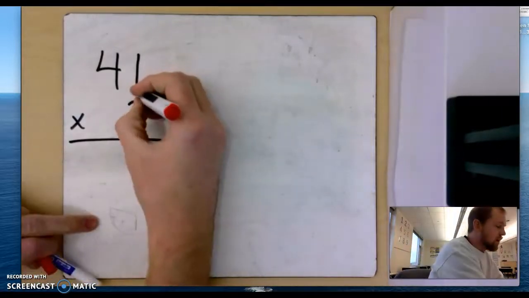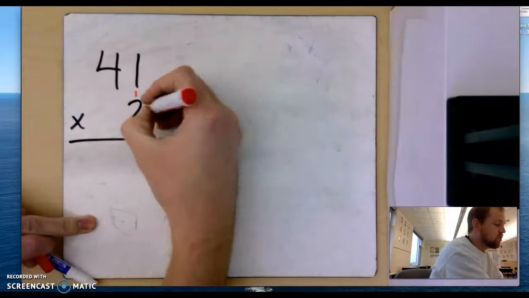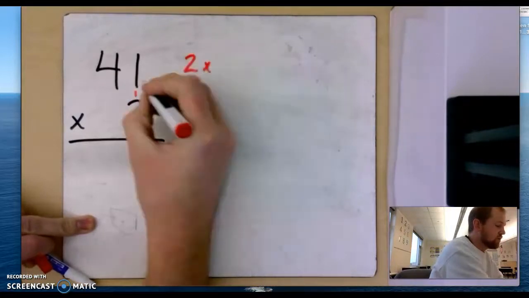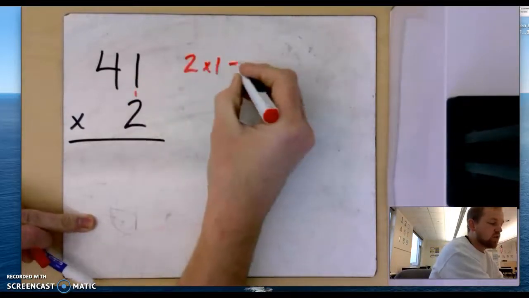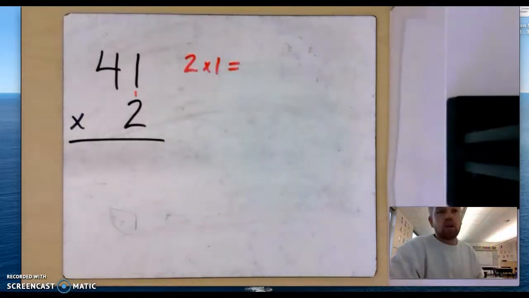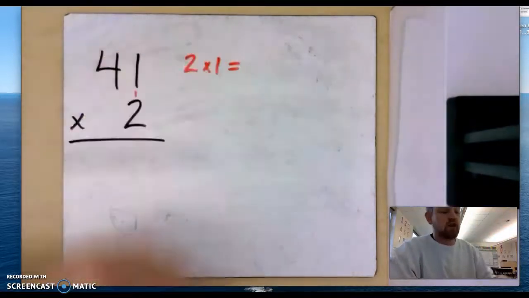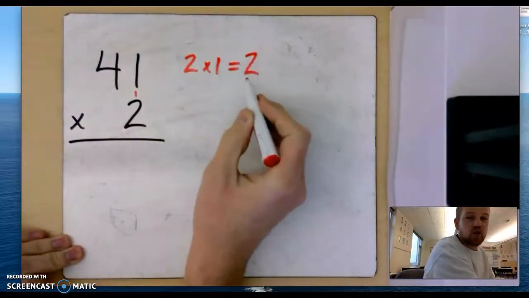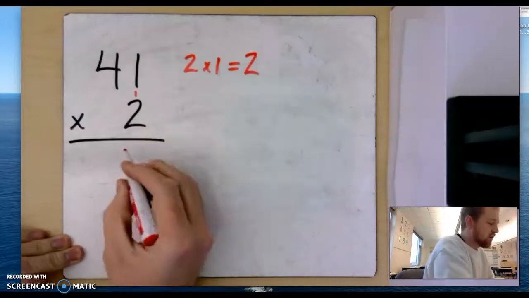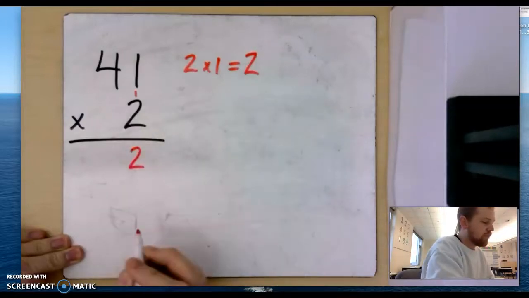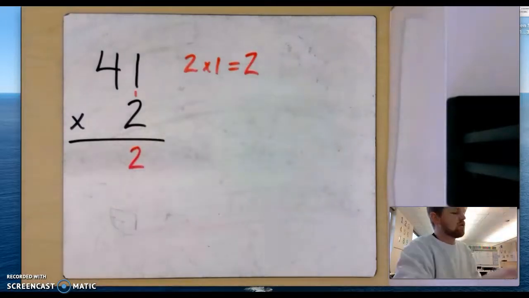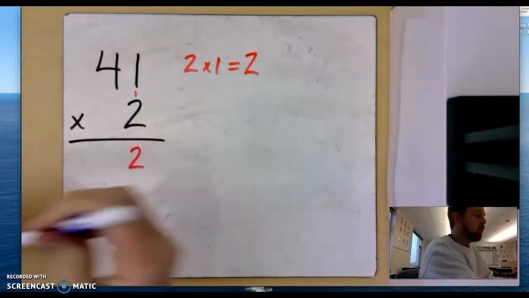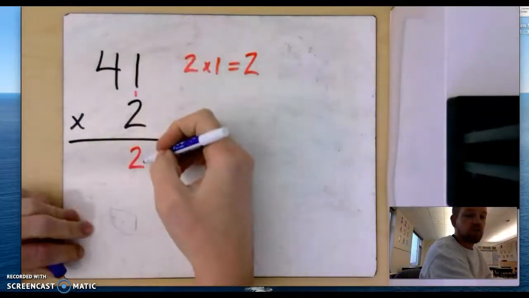So draw my line here. I know that I'm taking 2 times 1, and a 1 in the 1s is just worth 1. Working on my identity property of multiplication, I know that 2 times 1 is going to be 2. And because that is my 2 in my 1s place, I'll write that directly below here. All right, now I'm going to move on to my next part. I've finished my 1s. I can see that by my line, and my 2 is down below.